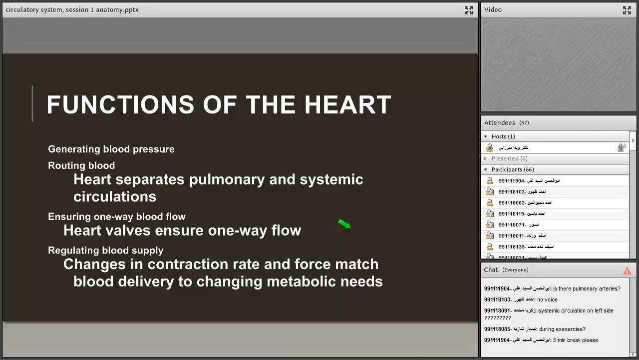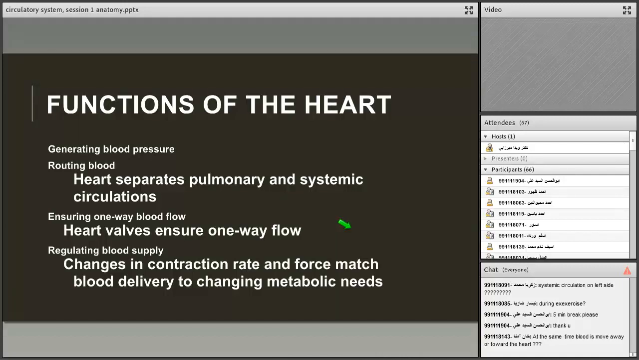So this is the function of the heart. Although the heart is a simple organ, it has many important functions. The other point about the heart, let me finish this part and then I will give you a 5-minute break. The heart is the first organ that starts its function in the embryo, and it is also the last organ that will finish its function.